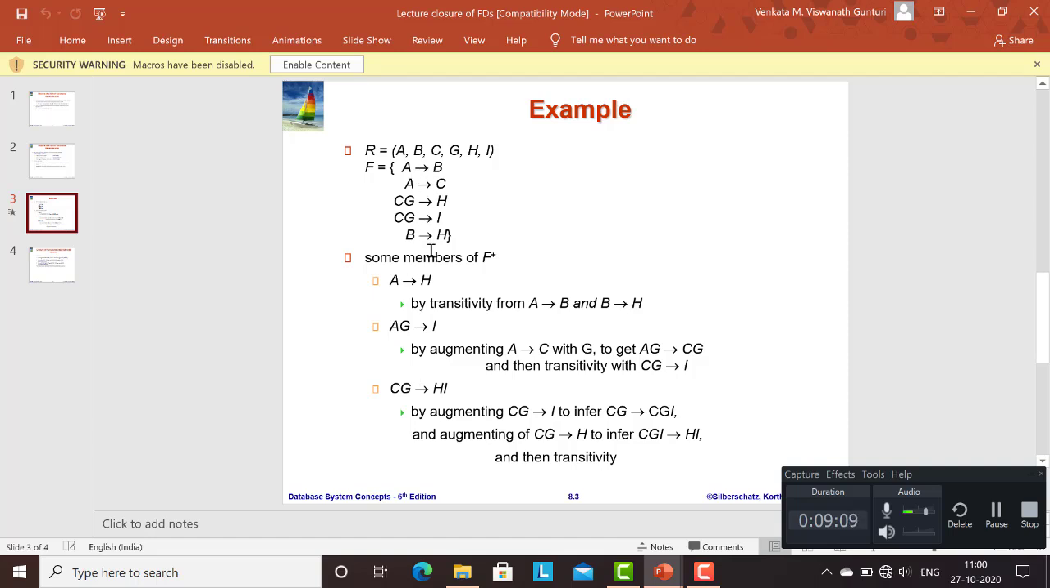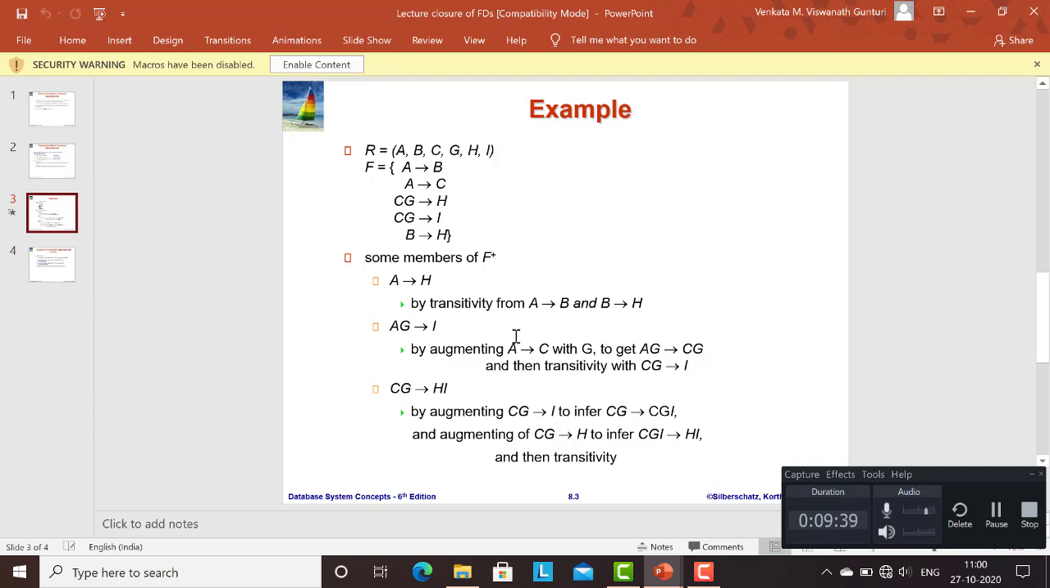So from this, I can derive that A implies H. And how do I do it? I have A implies B and B implies H in my set F, right? So we'll do transitivity and then we'll say that A implies H is also true, right? So now let's see something a little bit more interesting. Using these FDs, let's say I ask the question, does AG imply I? We'll see how we get it.